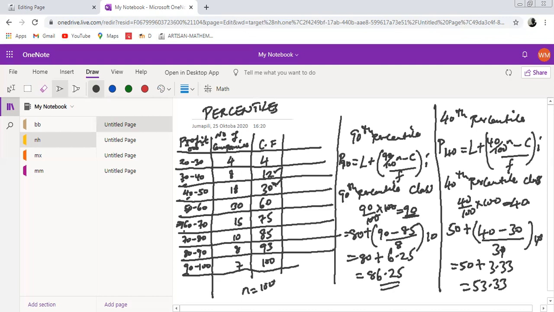What if you are asked to get the 25th percentile? It is only this part that will change. It is going to be 25 over 100, and you locate the 25th percentile class by doing 25 over 100 times N. You get that, then you locate the value on the cumulative frequency and pick the class. The lower limit becomes the L, and you do it like that. You will find it is so simple.